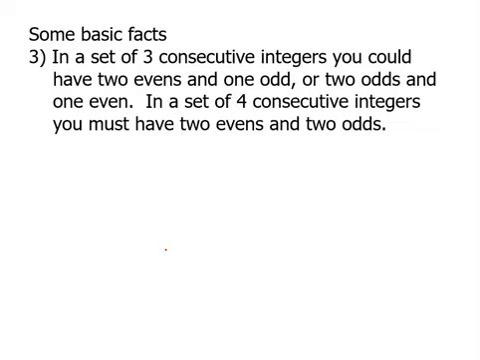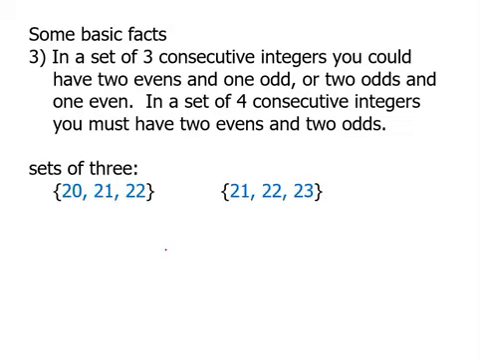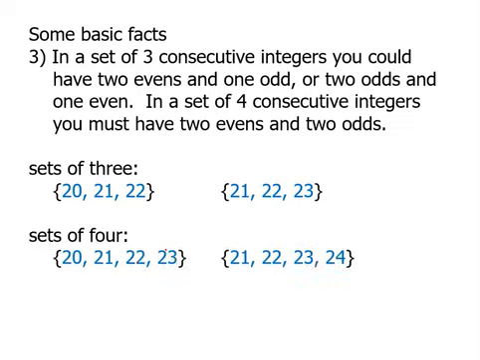In a set of 3 consecutive integers, you could have 2 evens and 1 odd, or 2 odds and 1 even, depending on where you start. In a set of 4 consecutive integers, you must have 2 evens and 2 odds. So in a set of 3, if we start at 20, we have 2 evens and 1 odd, but if we start at 21, we get 2 odds and 1 even.